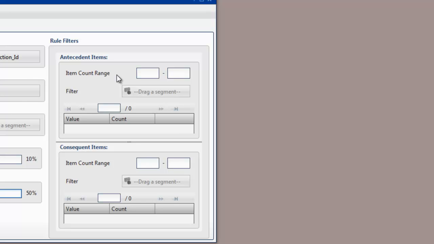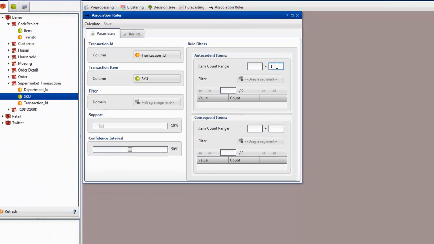So, just to make demonstrating the rules a little bit easier to understand visually, I'm going to constrain the number of antecedent items, that's the items on the left-hand side of the rule, I'm going to constrain the maximum number to 1. Now, I'm going to run the algorithm, and I'm going to see what results it returns.